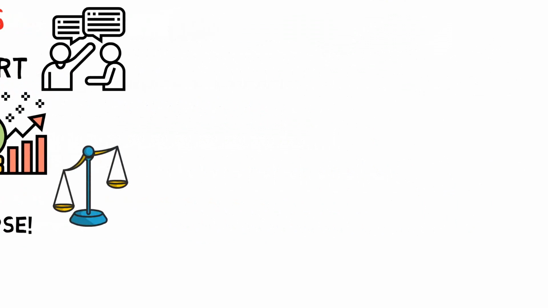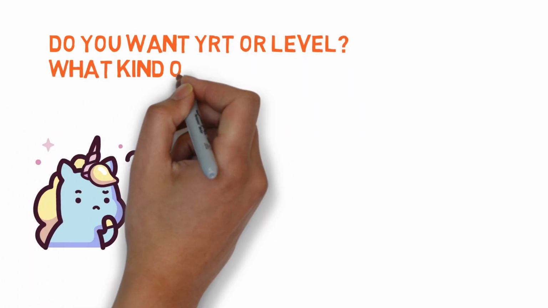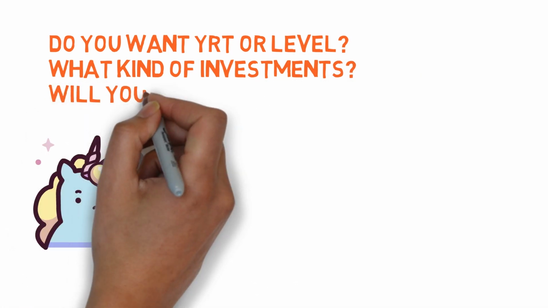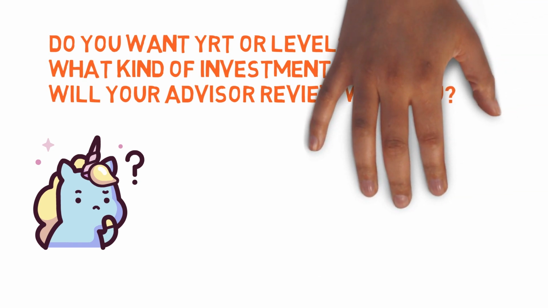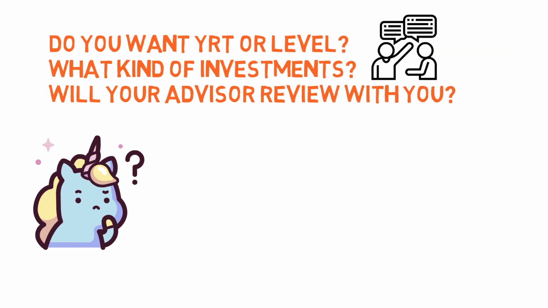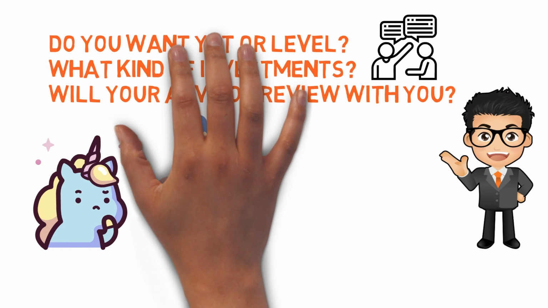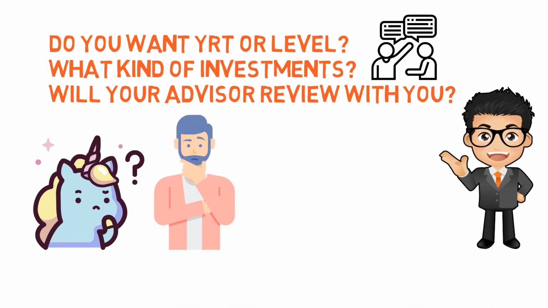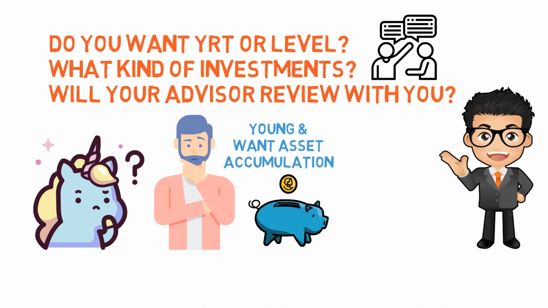If you're thinking about universal life insurance now, there are a couple of things to consider in advance. Do you want to choose YLT or level? What kind of investment would you like to choose? And more importantly, will your insurance advisor review the investment performance with you from time to time? Or do you have one of those agents that never come back to review? I personally have both the whole life insurance and the universal life insurance because now I can have both for the world. But I do find universal life insurance is especially beneficial if you're young and looking for assets accumulation. It's transparent and you are more in control.